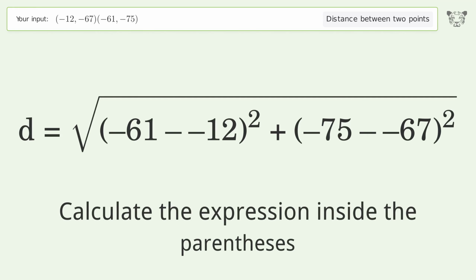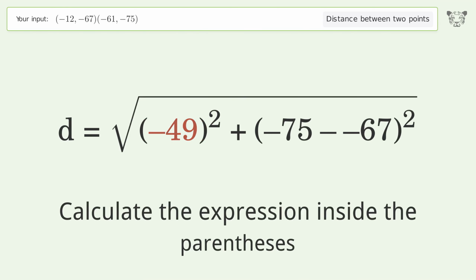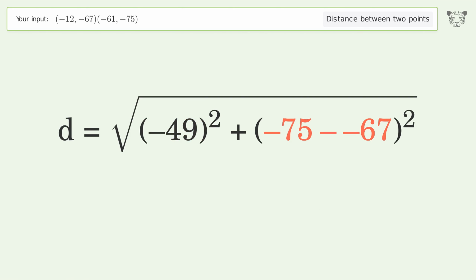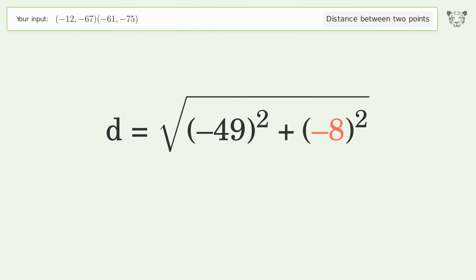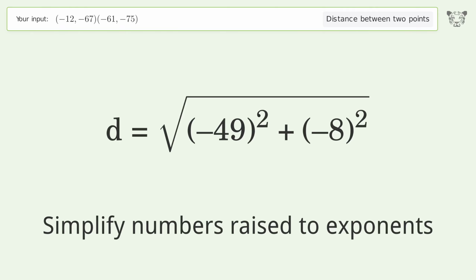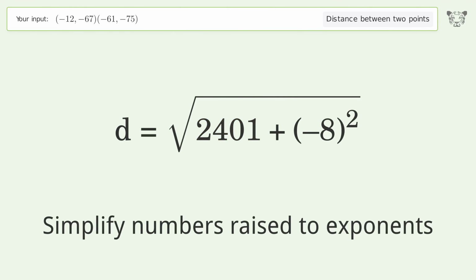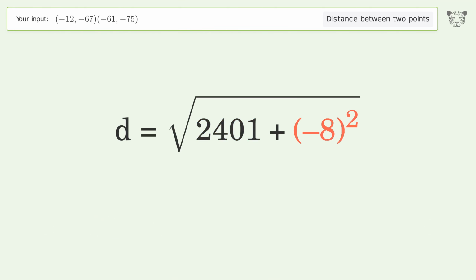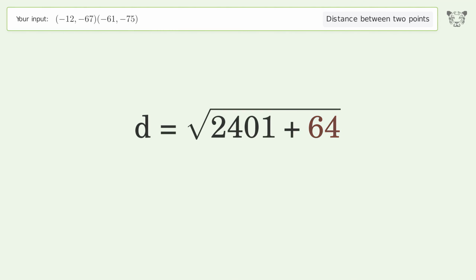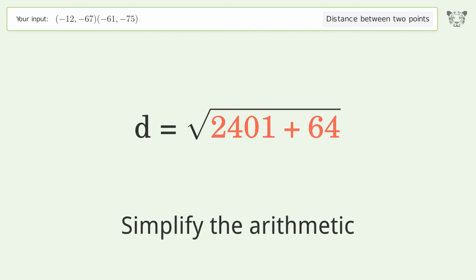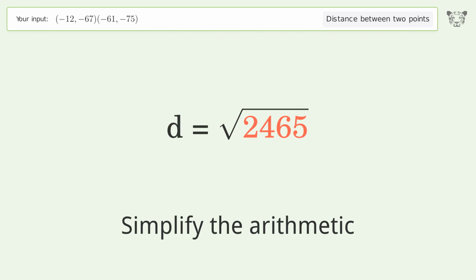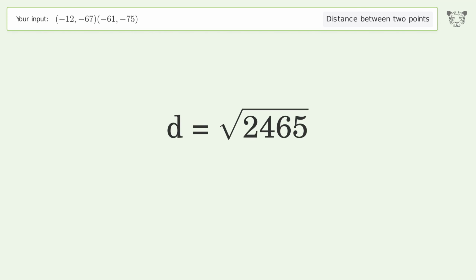Calculate the expression inside the parentheses. Simplify numbers raised to exponents. Simplify the arithmetic. And so the distance between the 2 points is the square root of 2,465 or 49.649.